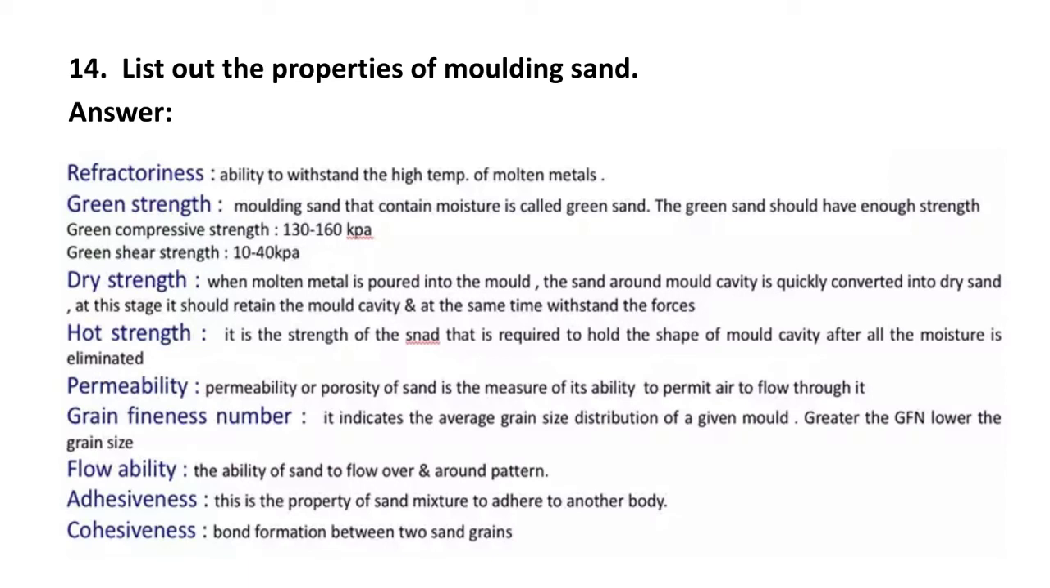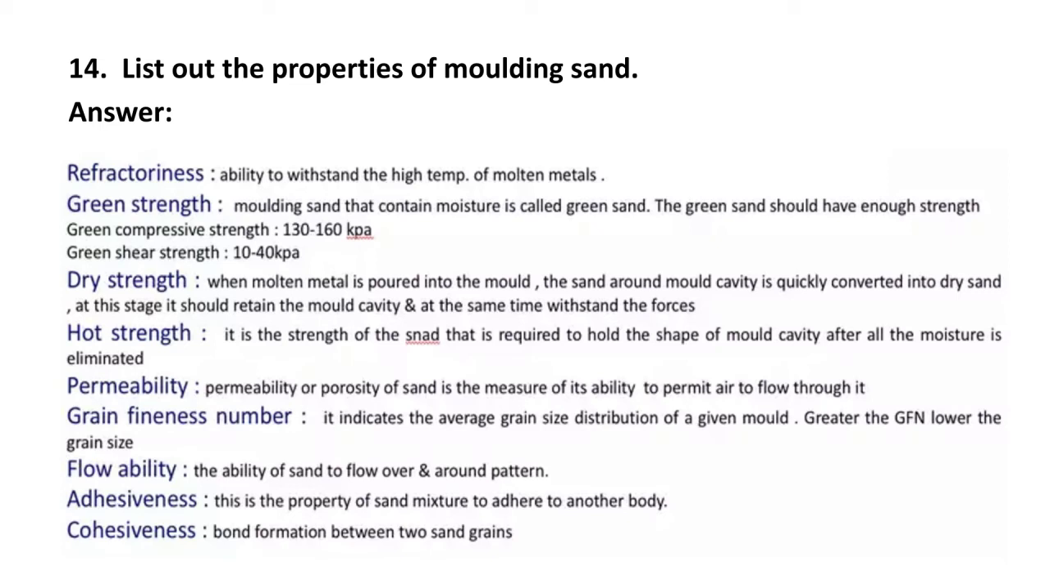Then permeability. Permeability or porosity of the sand is the measure of its ability to permit the air to flow through it. That is known as permeability. Then grain fineness number. It indicates the average grain size distribution of a given mold. Greater the GFN, lower the grain size. Then flowability, the ability of the sand to flow over and around the pattern. That is known as flowability. The sand should easily flow over the pattern so that we can prepare the desired cavity.